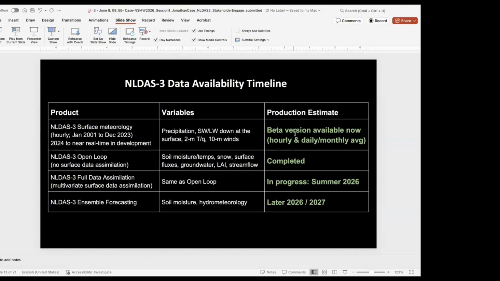So, NLDAS-3 timeline availability. We have completed the beta version of the surface meteorology. That's the hourly analyses from 2001 to present. We completed our open loop run. That's the simulation over the period of record without data assimilation. You need that background integration as a background field before you can do the data assimilation. And we are currently running our final data assimilation with all those variables, remote sensing data sets being assimilated. And later 2026, we expect to see those final data assimilation outputs become available. And later this year and next year, an ensemble forecast capability.